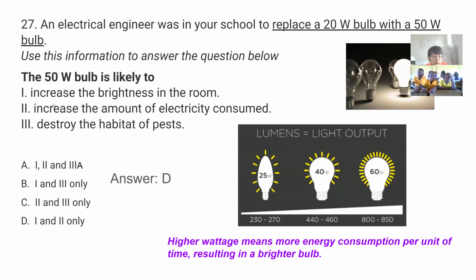A 50-watt bulb, of course, increases the brightness in the room. Higher wattage means more energy consumption, and it results in a brighter bulb. You can see the comparison in this picture: the 25-watt, 40-watt, and 60-watt bulbs. You can see that it's brighter.